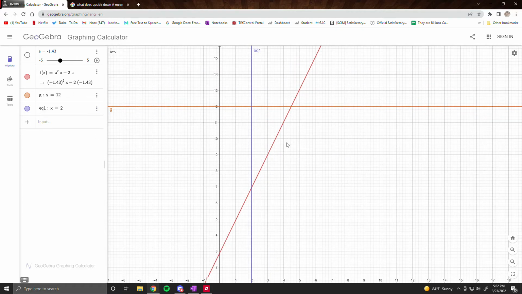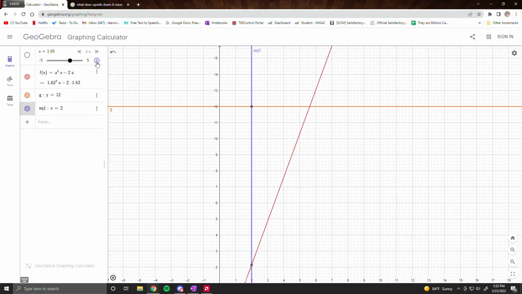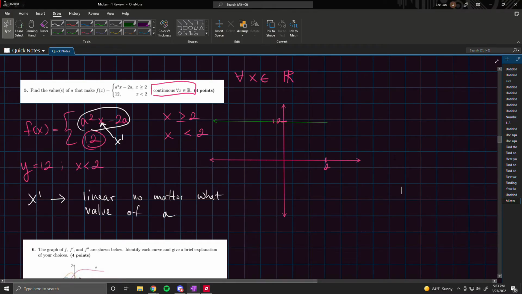And so the question is, I want an a value such that this red line will hit the orange line at this spot right here, 2, 12. The only thing I'm allowed to move is this a value. A is somewhere around here, though you wouldn't be able to know that. I need to move this a value around such that the intersection is continuous. So how would I do that?